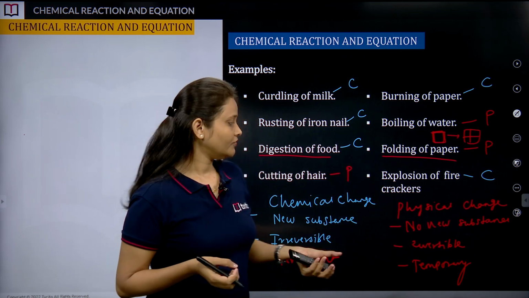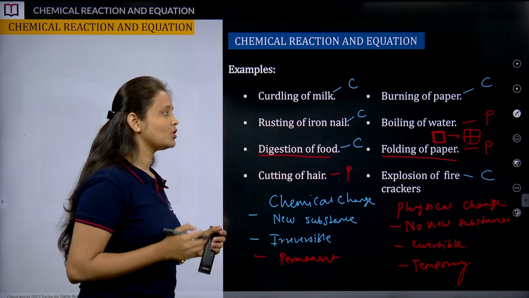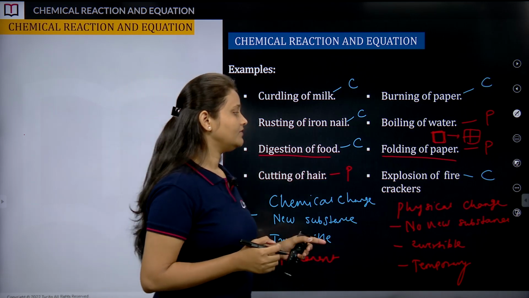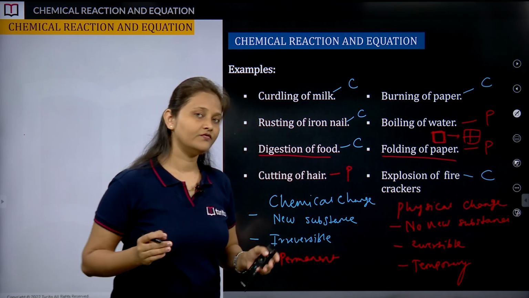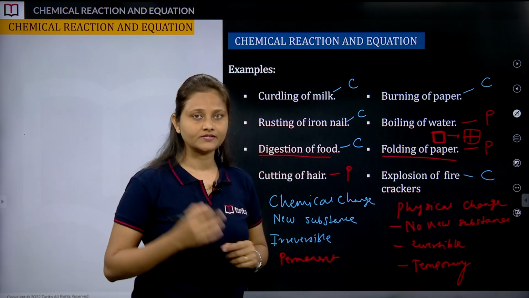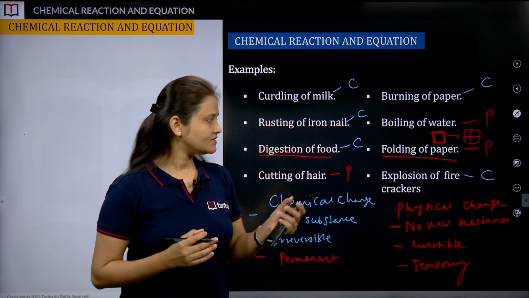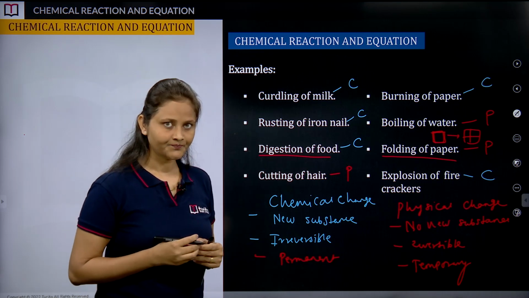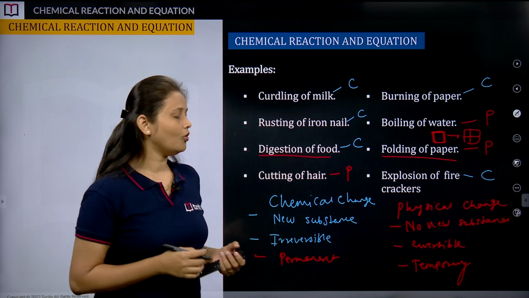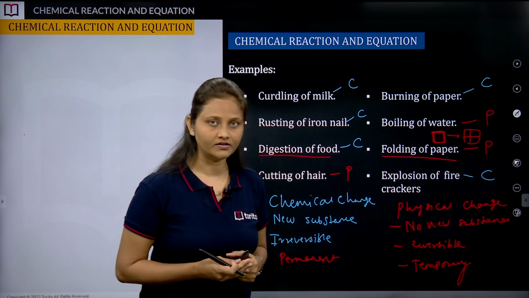Okay. So these are a few examples, or a few properties, based on which we can classify physical and chemical changes. So this is what we have covered in our lower grade. I hope this is helping you all to revise the changes which we have learnt.